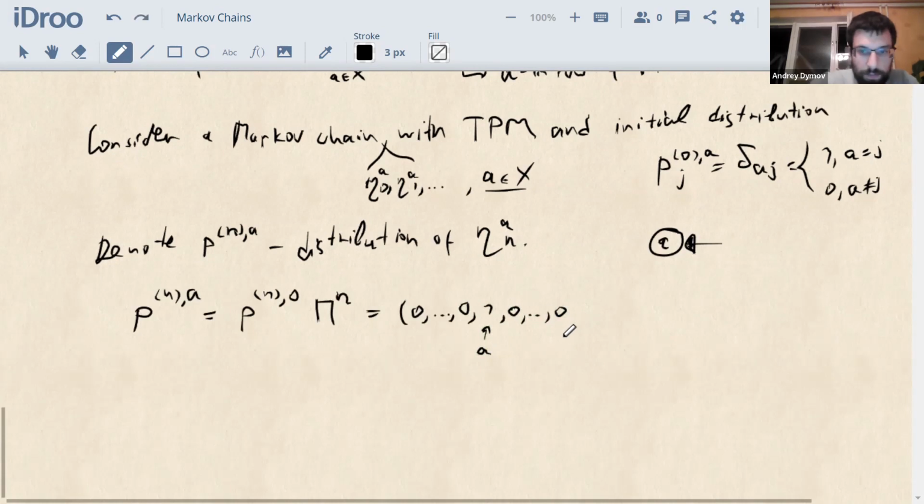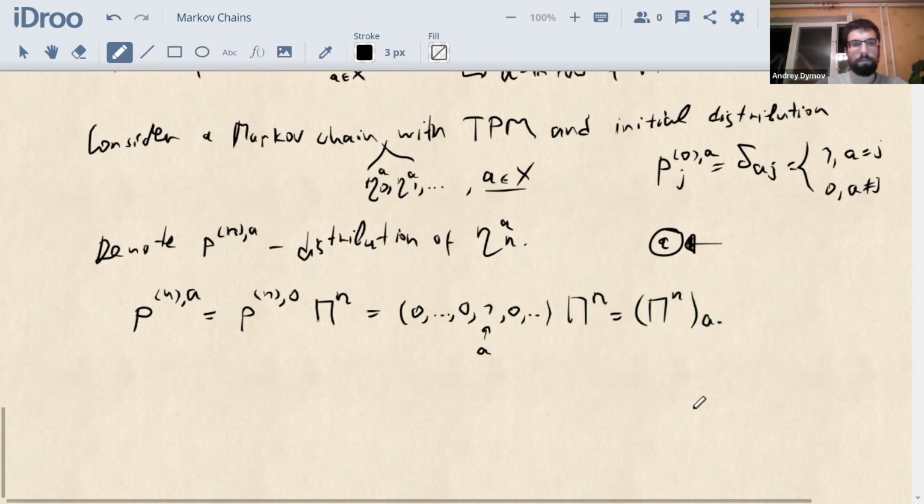Except the position A. And I multiply it to the right by the matrix Pn, and what I obtain is exactly the row number A of my transition probability matrix to the power n.